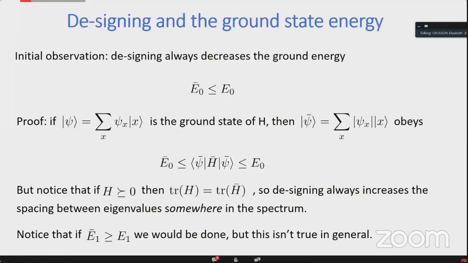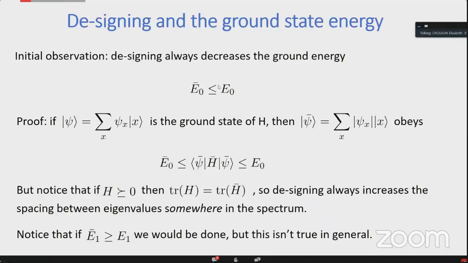Okay, so as a first warm-up result, an initial observation is that designing always decreases the ground energy. And the proof of this is just variational. So you start with your original Hamiltonian and your original ground state. Then your variational ansatz for the new state, the designed Hamiltonian's ground state, is just the absolute value of what you had before. And here, this inequality is the variational theorem or variational method, and this you just show by algebra.